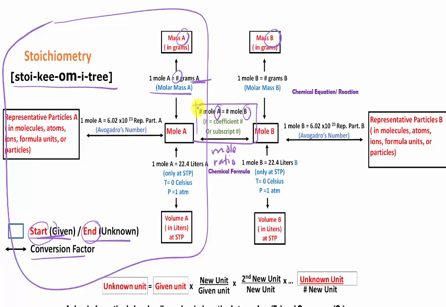Now, where do we get this number from? This number is coming from the coefficient number of a chemical equation or the subscript number of a chemical formula. But before we look at those specifically, in this lesson we are going to look specifically at the coefficient number and how we can look at the chemical equation to determine the mole ratio between A and B.